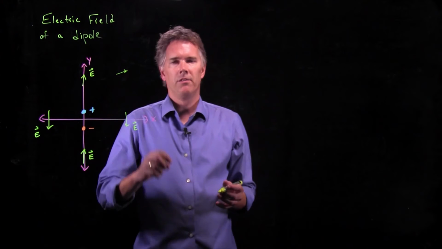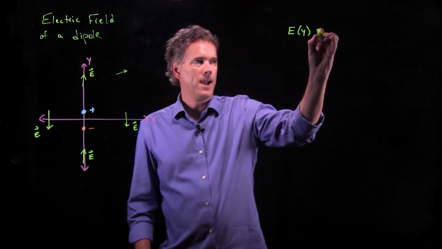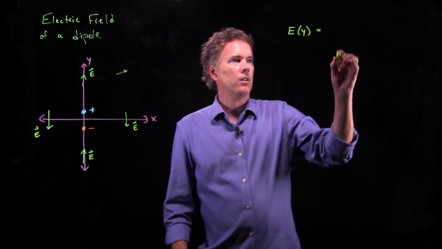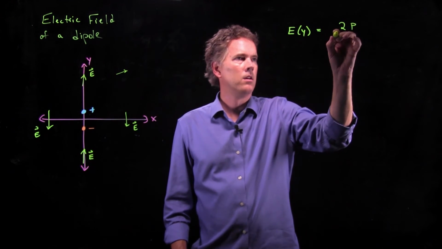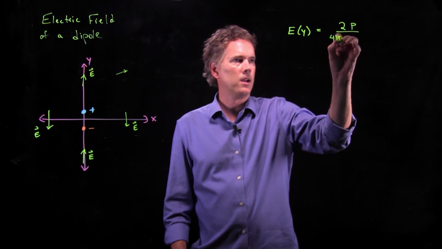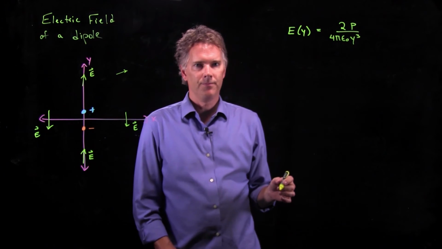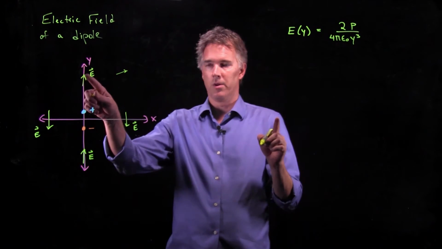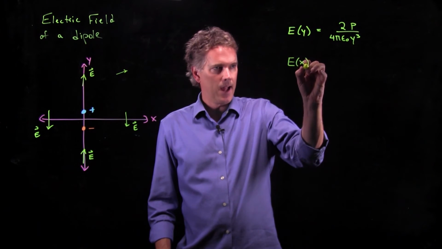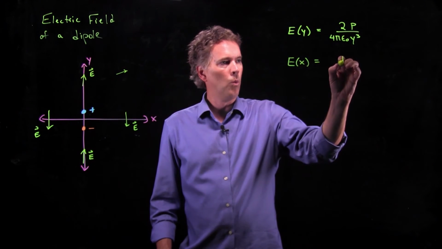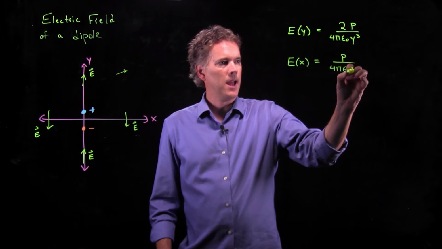What we said was the E field on the y-axis was 2p over 4 pi epsilon naught times y cubed. Okay, positive going up right there. The electric field on that x-axis was 1p over 4 pi epsilon naught x cubed.